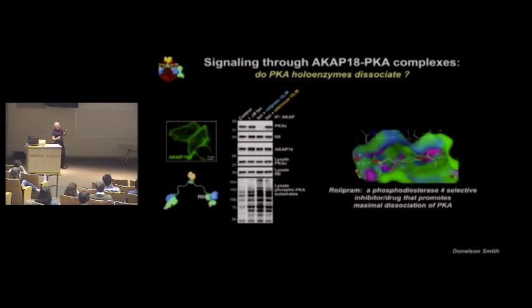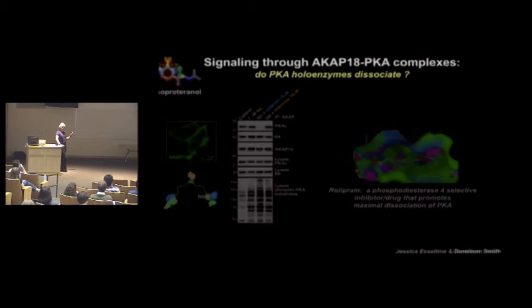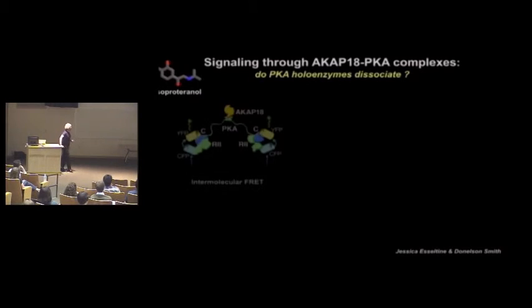I'll tell you one more thing before I do that. We now wanted to use rolipram as a drug, as a probe inside cells to look at these protein-protein interactions. And in order to do that, we actually had to develop a different FRET-based sensor. So this is a sensor that we've adapted.